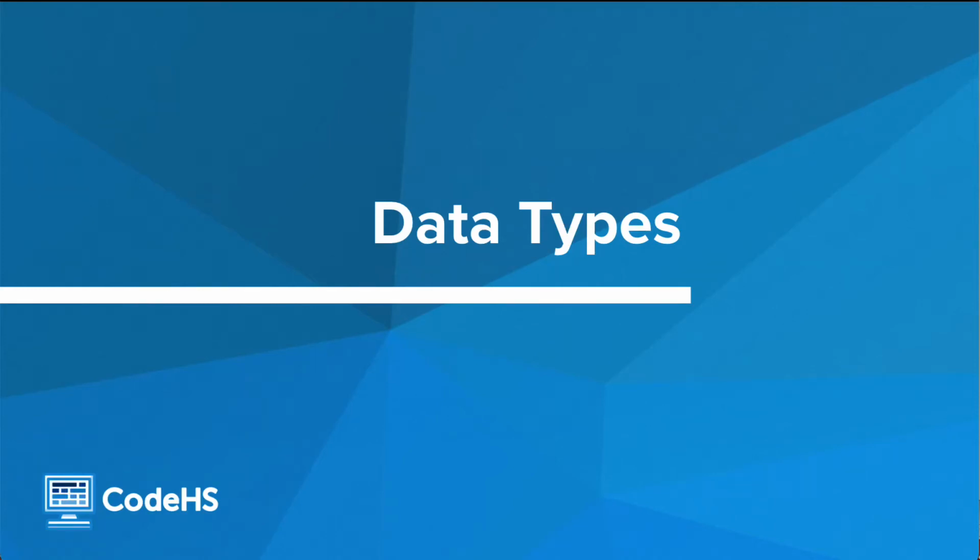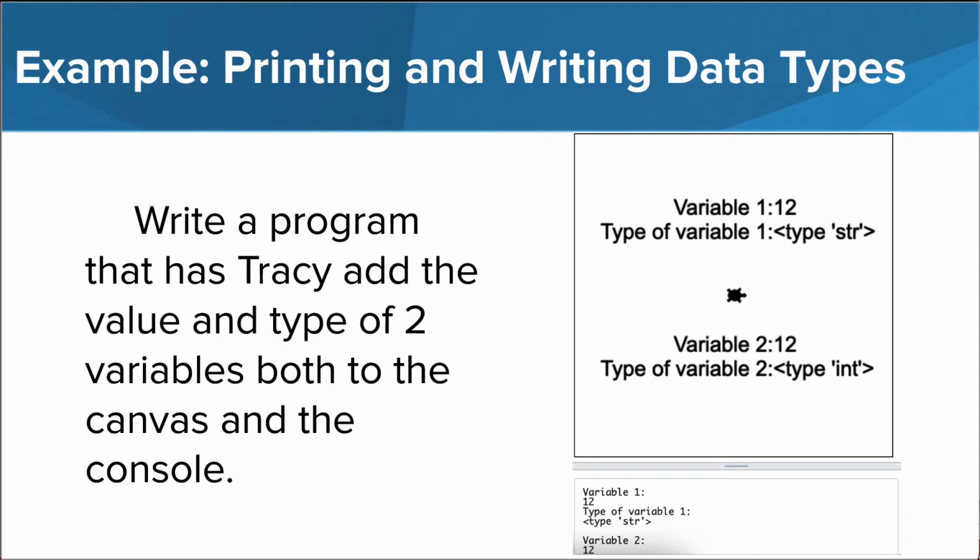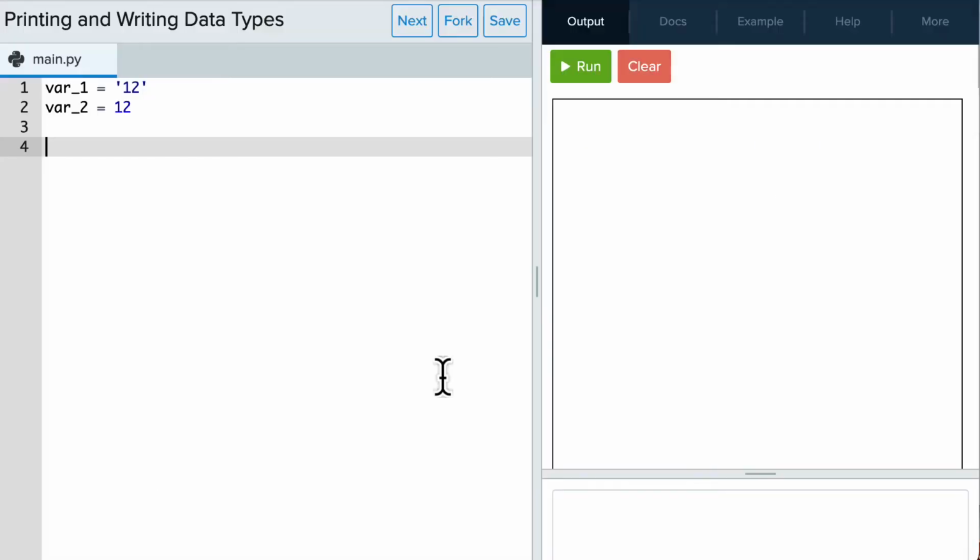Now let's take a look at an example using all of these concepts. In this example, we want Tracy to display the values and data types of two variables on both the canvas and the console. We can see that we're starting with two variables. var1 is the value 12 surrounded by quotation marks, so I know that this is a string type. The second variable, var2, is just the number 12, so I know that this is an integer.